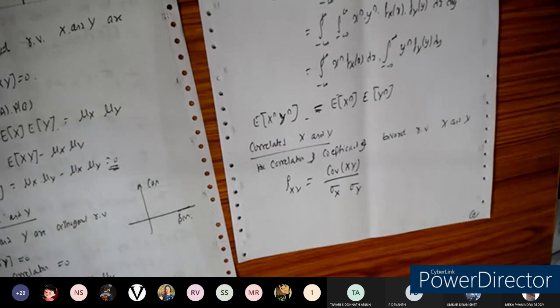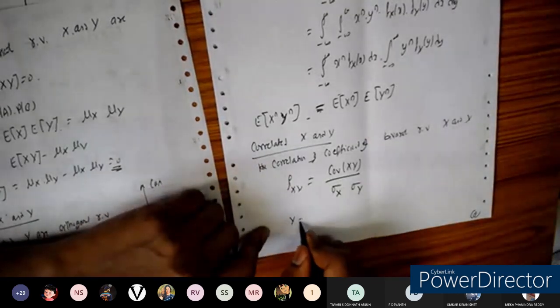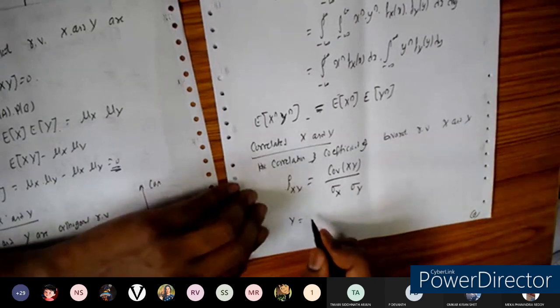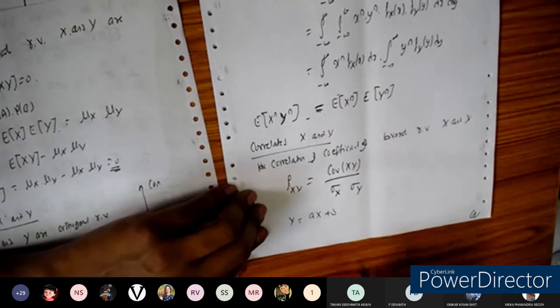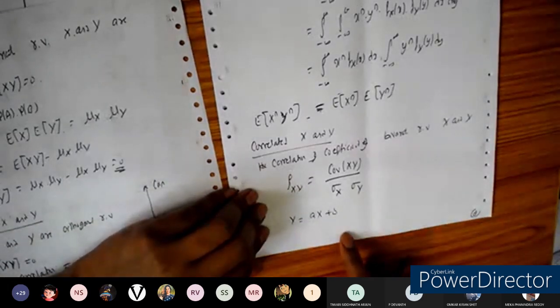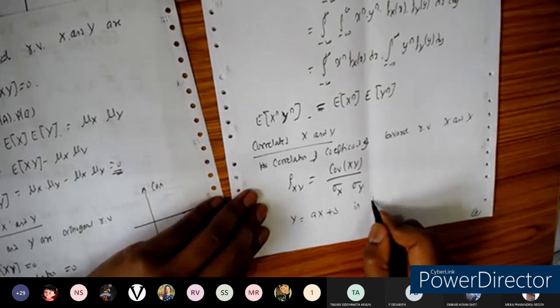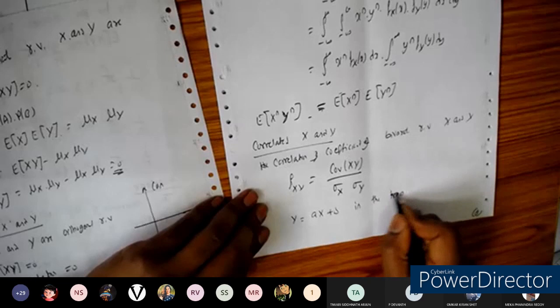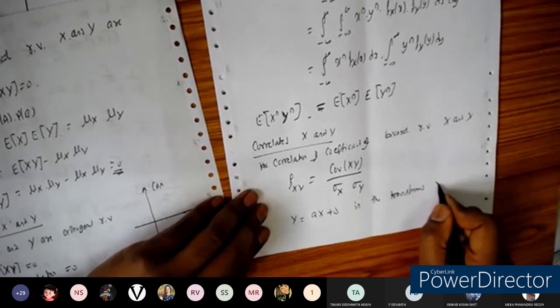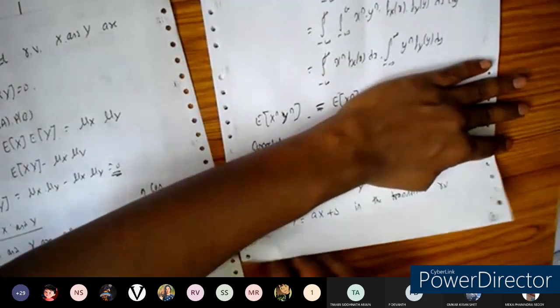Take the next line. Let y is equal to ax plus b. Okay, so this is a transformed random variable here. Then we'll define the covariance of this one.